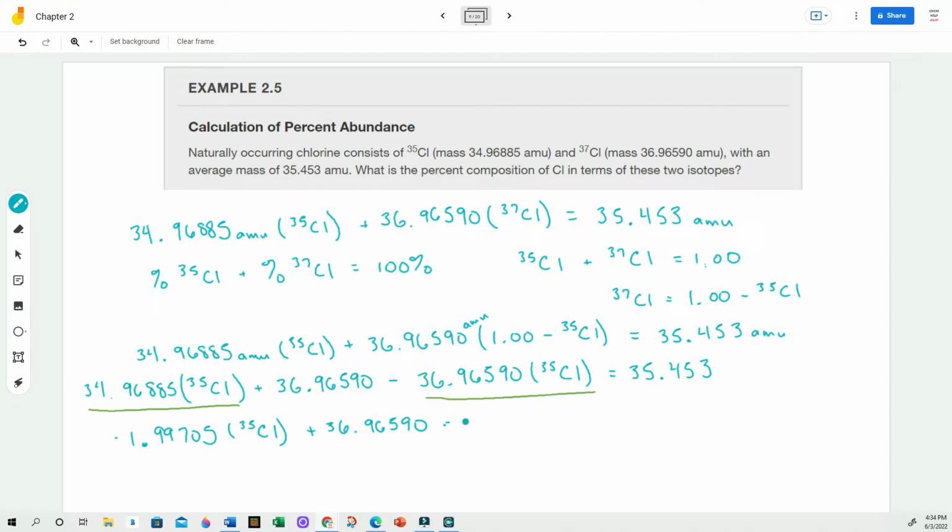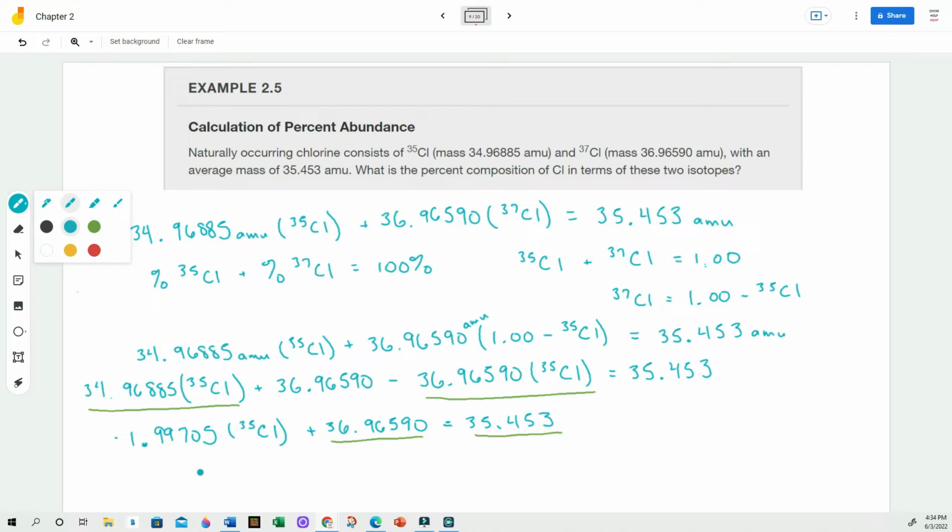590, and this is still equaling 35.453. Okay, so now what I need to do is simplify again and combine like terms again. Now you could do this in one step if you want. That's totally fine. I just happened to break it up into two. So I have these two terms which are constants, so I am going to combine them.